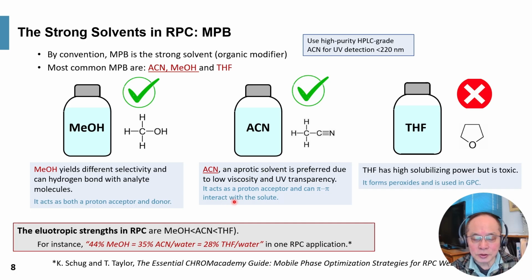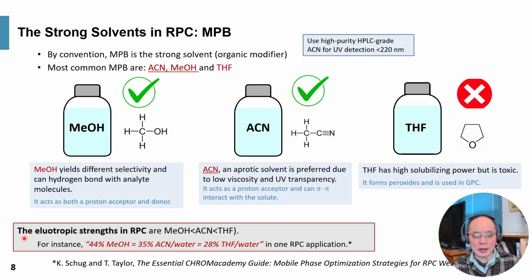It is also a proton acceptor, and because you have a triple bond in the acetonitrile solvent, it is capable of some pi-pi interaction with the solute. Methanol is also very common, and a little bit less expensive. It does tend to give you higher selectivity because it can do more hydrogen bonding with the analyte molecule under what we call solvophobic interaction for reverse phase. It acts as both a proton acceptor and a donor.